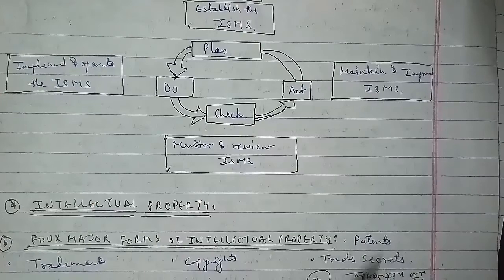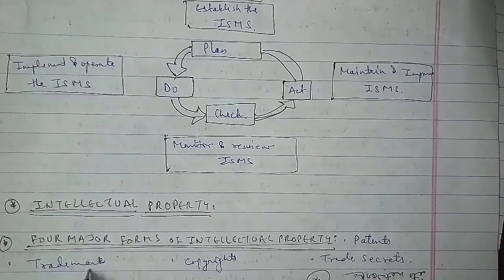Now we'll go ahead with the trademark, the second major form of intellectual property. A trademark is any word, name, symbol, or device, or any combination thereof, used by a person, or which a person has a bona fide intention to use in commerce, to identify or distinguish his or her goods from those manufactured or sold by others, and to indicate the source of the goods as well.